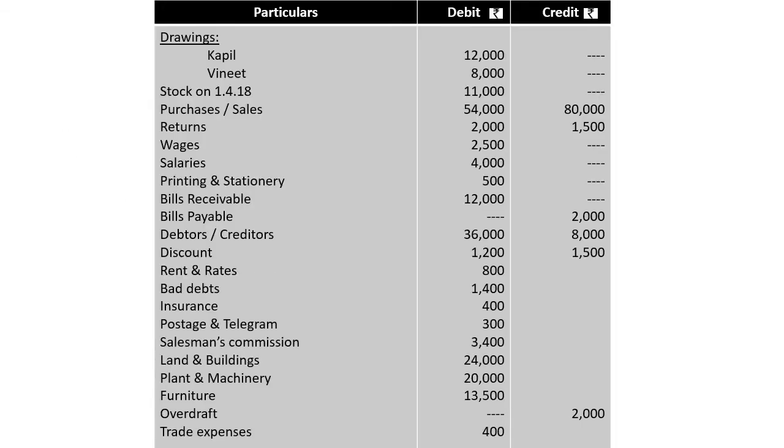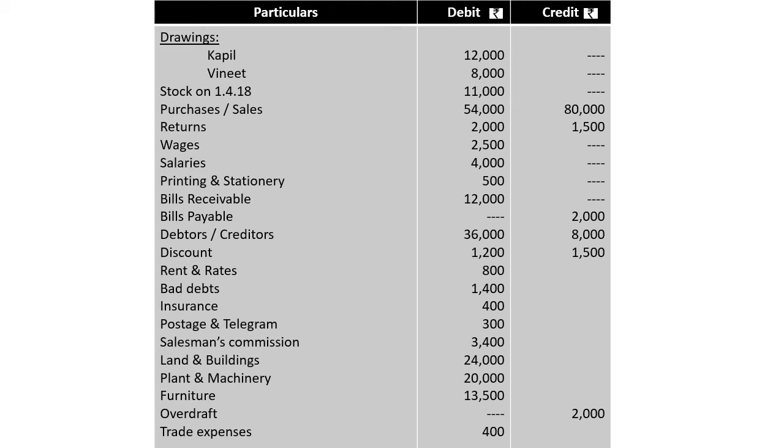So we have to prepare for both Kapil and Vinith. Next, drawings. Kapil's drawings and Vinith's drawings also have been given, so we have to post everything in their respective accounts. Next, stock on 1/4/18, 11,000. Then purchases and sales. Debit side amount 54,000 is purchase and credit side amount 80,000 is sales. Then returns. Debit side amount 2,000 is sales return and credit side amount 1,500 is purchase return. Then wages, salary, printing and stationery, bills receivable, bills payable, everything has been given. Then debtors, debit side amount 36,000, and creditors 8,000.